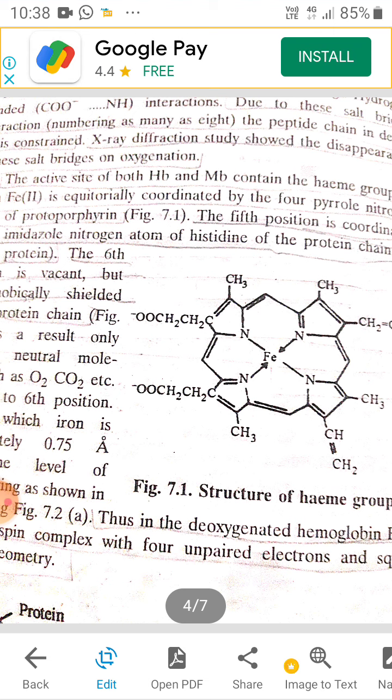The fifth position is coordinated by the nitrogen atom of histidine of the protein chain. The sixth position is vacant but hypothetically shielded. As a result, only small molecules such as oxygen and carbon dioxide can bond at this position. These positions are not essential for hemoglobin and myoglobin.